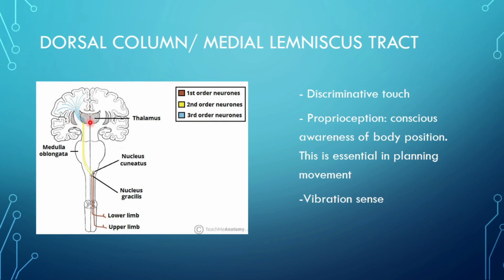nucleus of the thalamus, and the third order neuron exits the thalamus, enters into the posterior limb of the internal capsule, up via the corona radiata, and is going to go to the hand area on the posterior post-central gyrus, or the primary sensory cortex. So that is the dorsal column medial lemniscus pathway or tract.